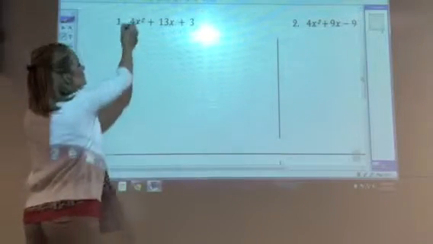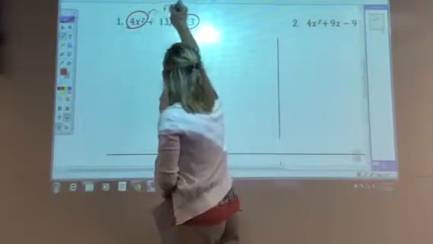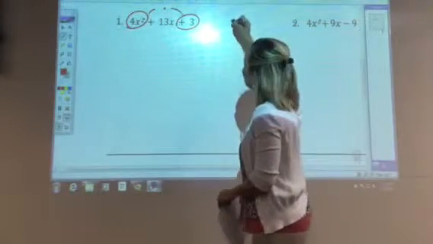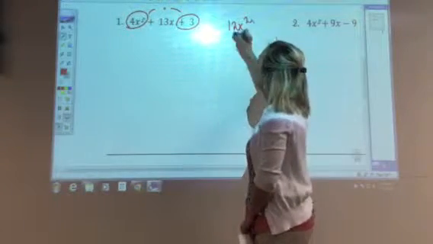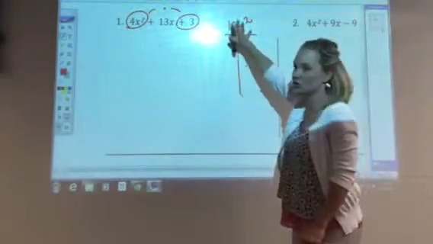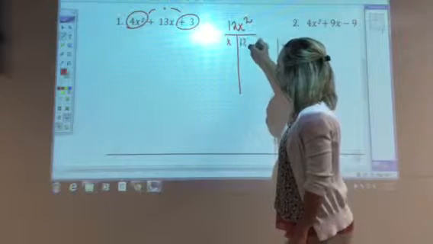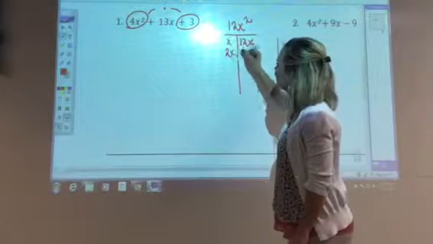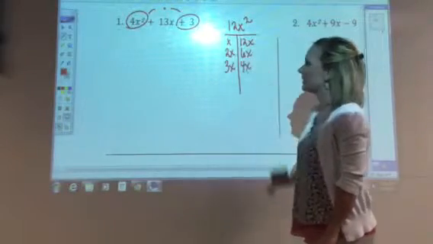So the first thing I'm going to do is multiply the first and last term. And when I multiply these two together, I'm going to go ahead and write it over here. This becomes 12x squared, all right? I want to go ahead and do one big T over here, and I want to write all the factors of 12x squared. That gives me 1x and 12x, 2x and 6x, 3x and 4x, all right?